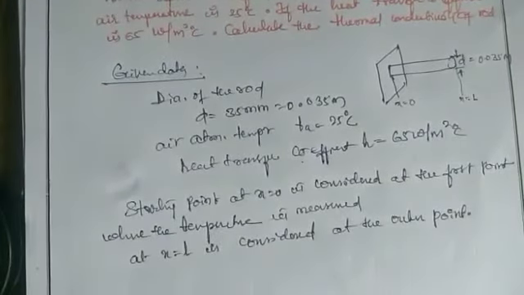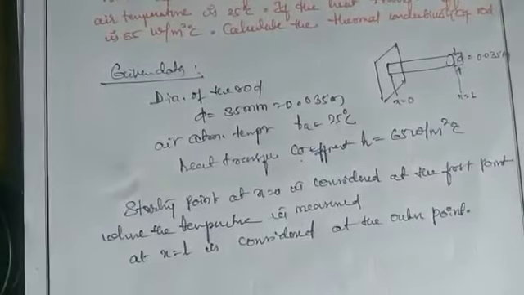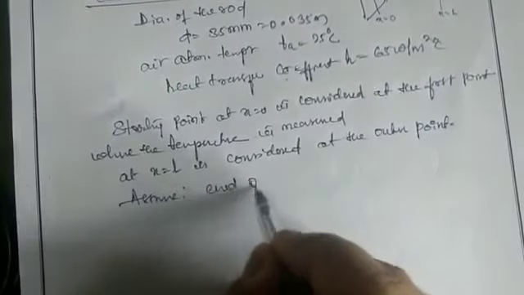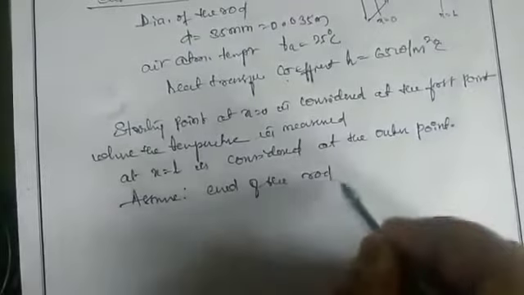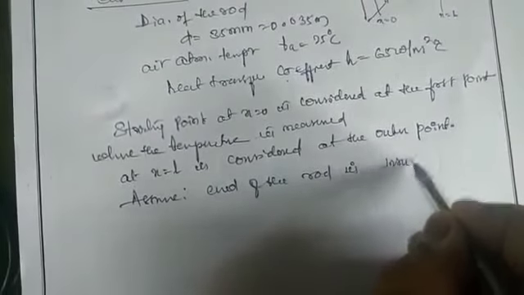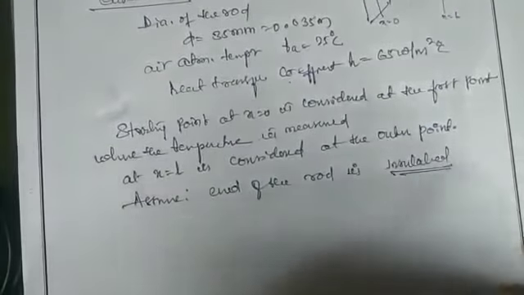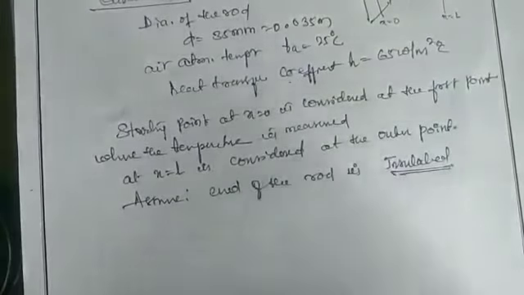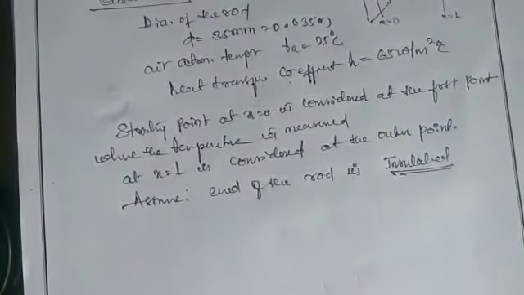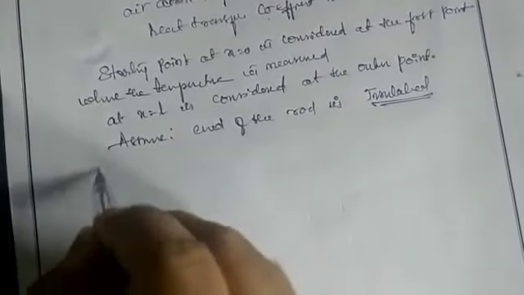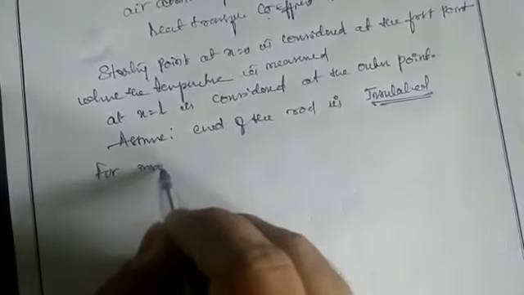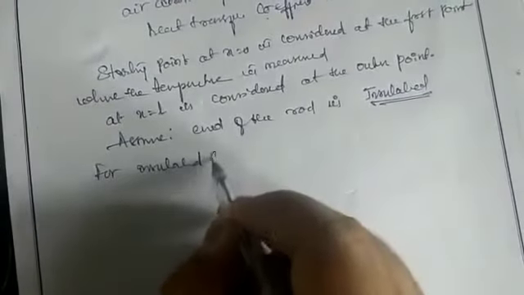We have to assume the end of the rod fin is insulated. A very important assumption is to assume the end of the rod is insulated. It is very, very important. If you assume it is like this, you should write according to that equation. For insulated, we have the equation.